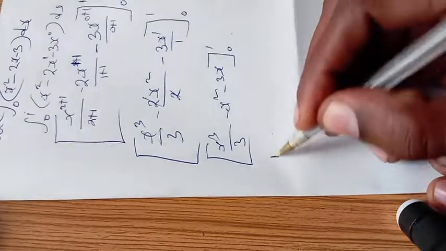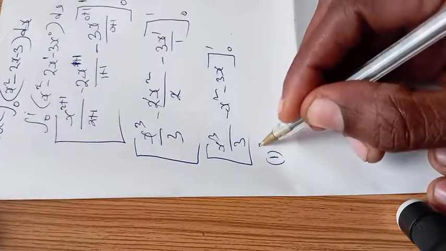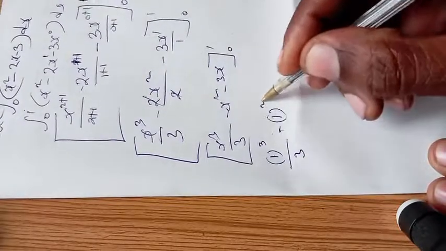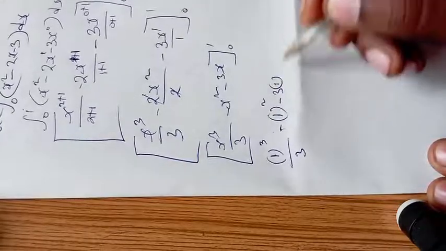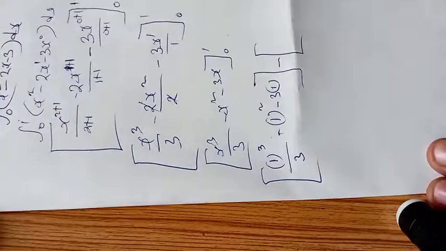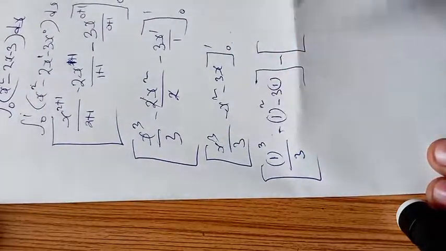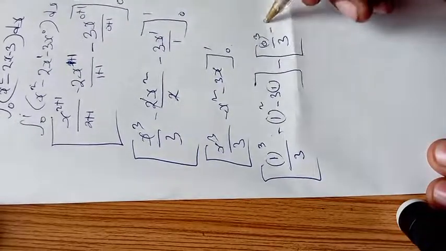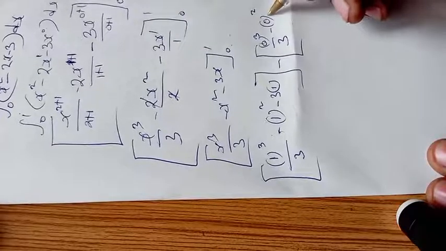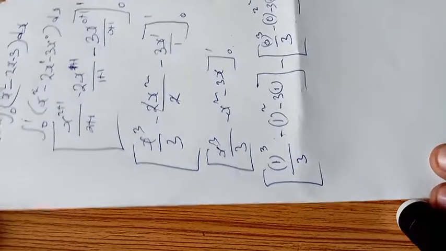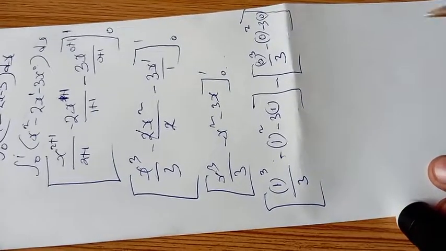So we do it. We have 1 to the power 3 over 3 minus 1 squared minus 3 times 1. You do this. Then here, you are going to replace with a 0. Where there's x, we put 0 now. So we have 0 to the power 3 over 3 minus 0 to the power 2 minus 3 times 0. You replace now with a 0. See that?